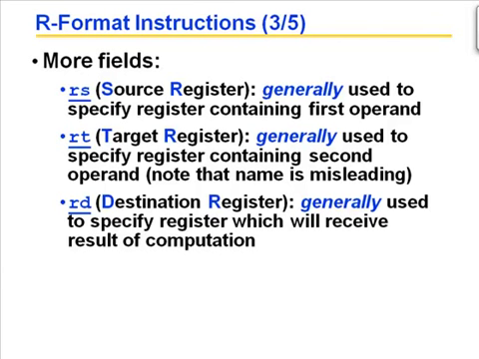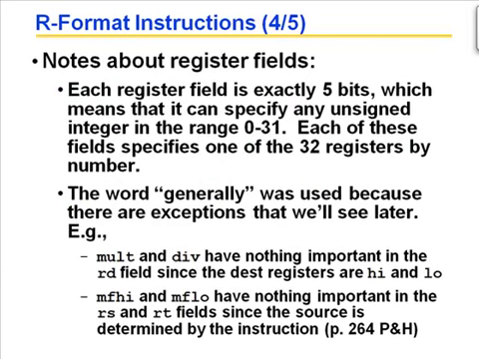So the name is misleading for target register because target and destination kind of mean the same thing when you think about it, really. So in my opinion, they should have just called it source register 1 and source register 2, but they decided to confuse it a little bit. So don't let that mess you up later on. Each register field is exactly 5 bits, which means you can specify any unsigned integer in the range of 0 to 31, because 5 bits can only represent up to 2 to the 5 minus 1, which would be 31. The word generally was used because there are exceptions that we'll see later.